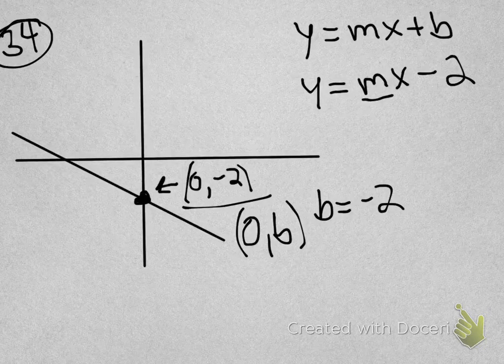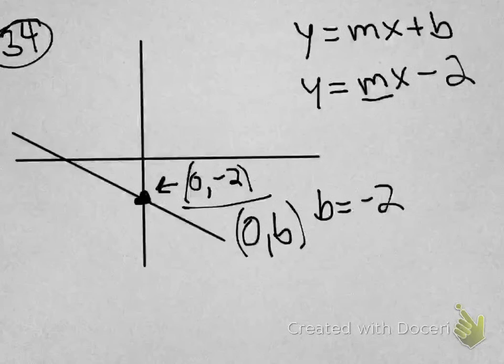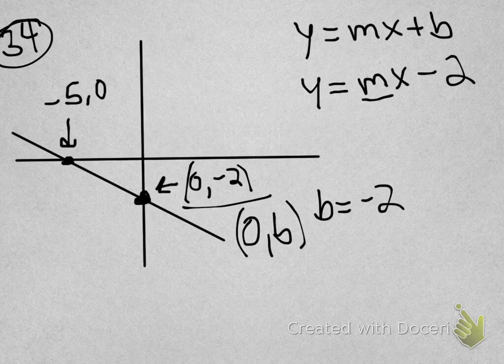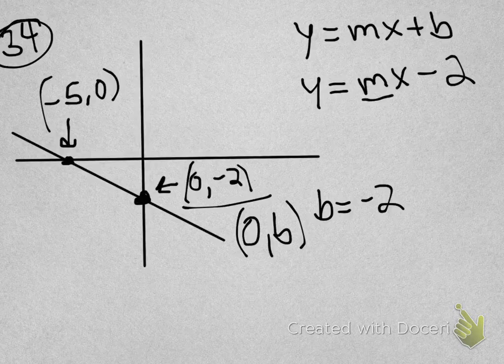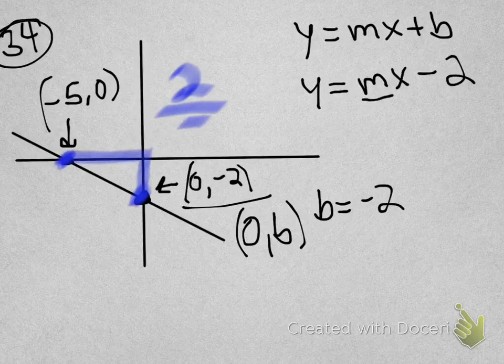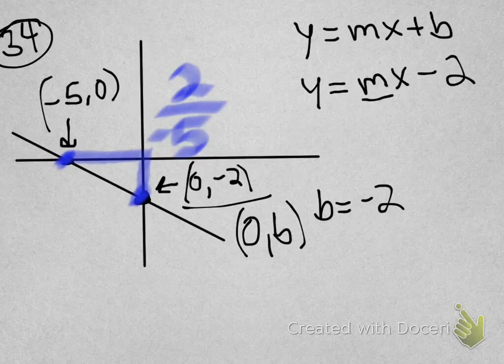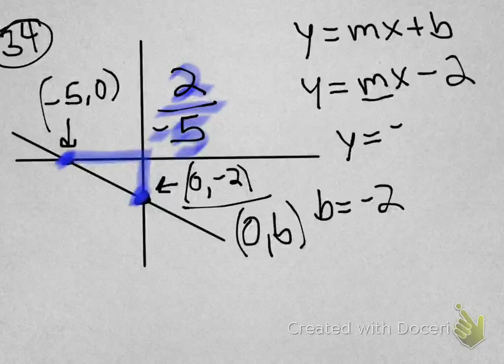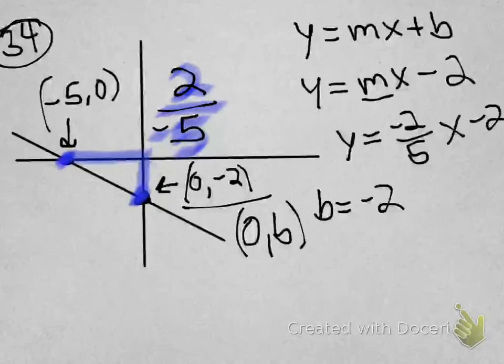Now all we have to do is figure out what our slope is. And in order to find our slope, we need to find another point. So I look at the graph again, and I see that this point's at (-5, 0). I'm going to go from this point to this point. So I need to rise. It rises 2. And then I need to run, and it goes backwards 5 units, so it's a -5. So our slope is -2/5. Then we come back over here, we plug this in: y = -2/5 x - 2.